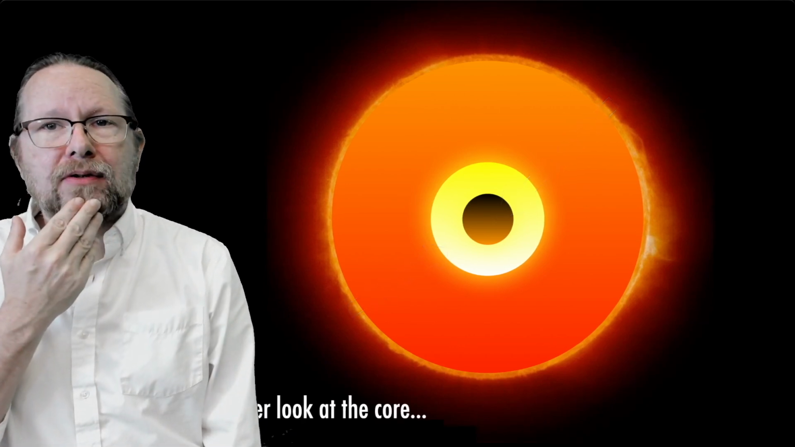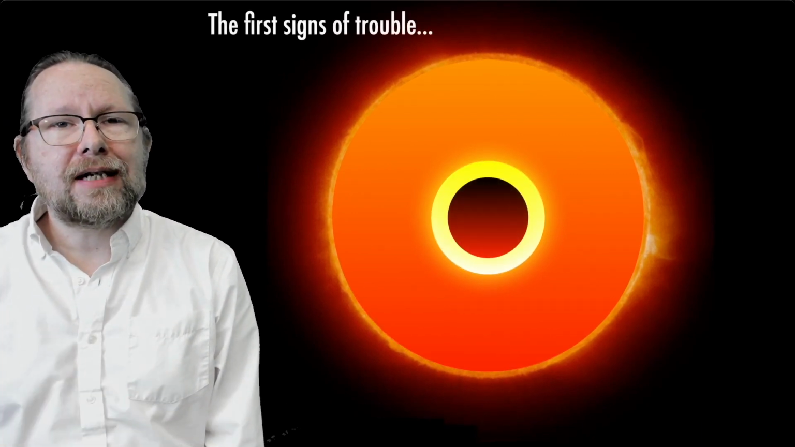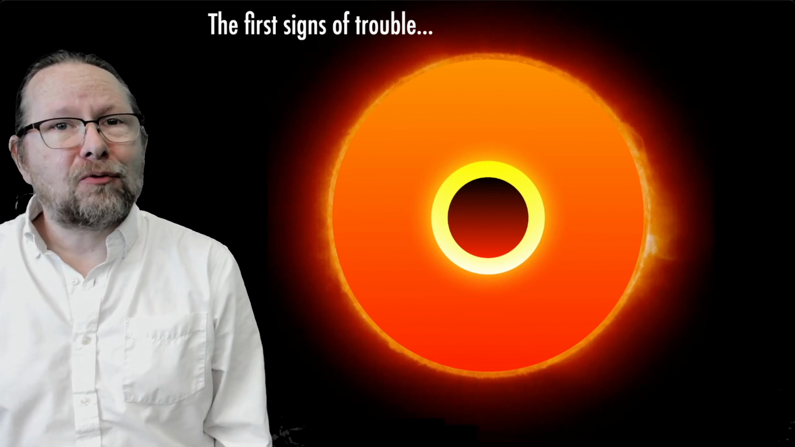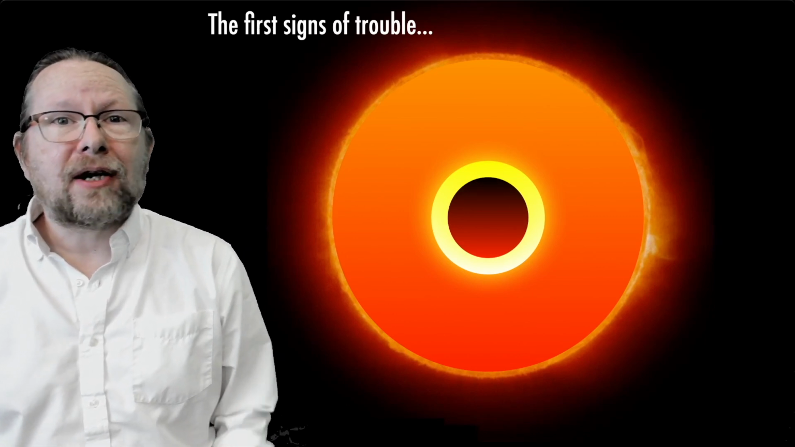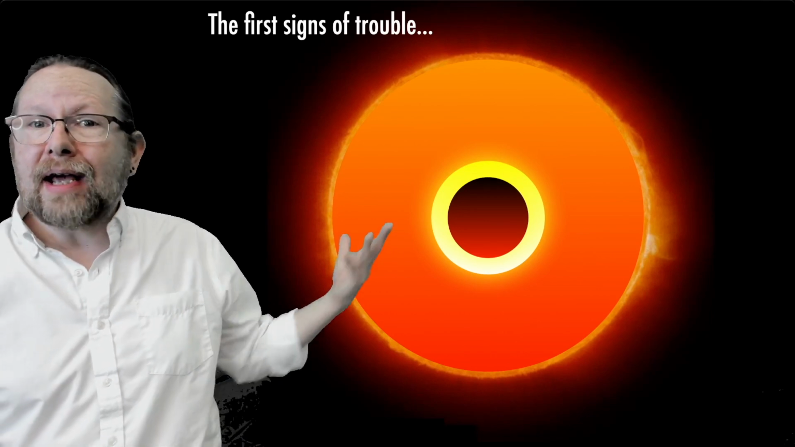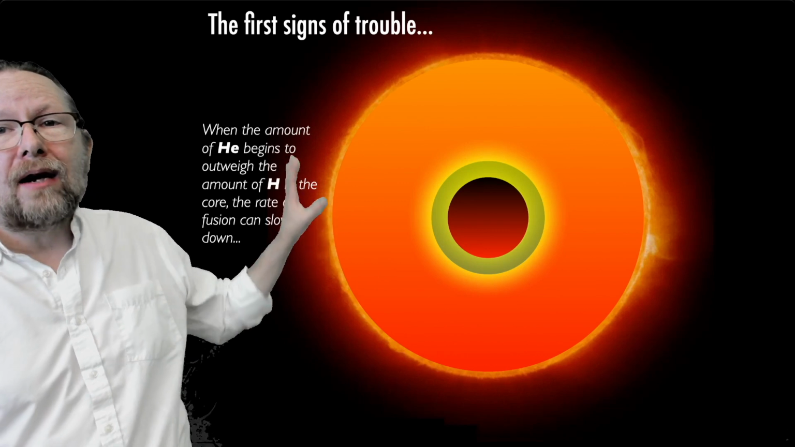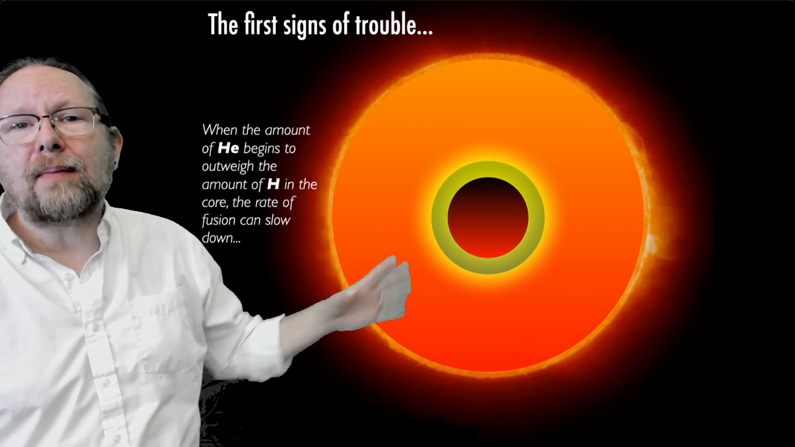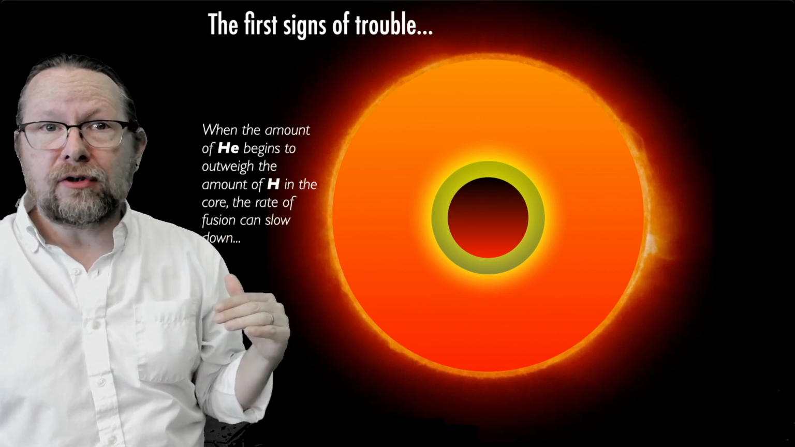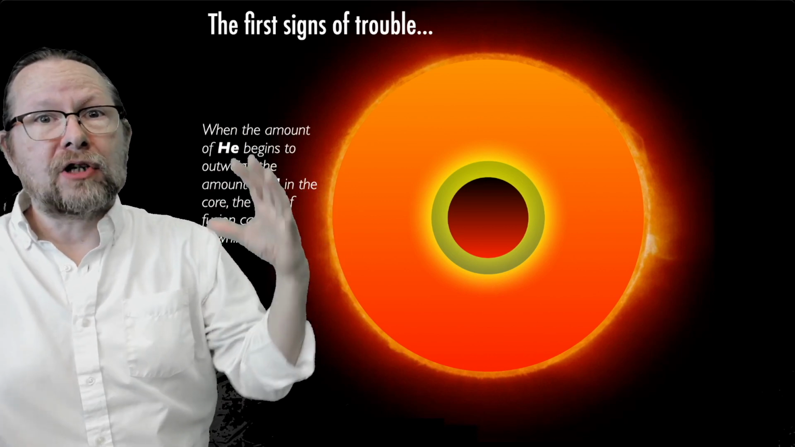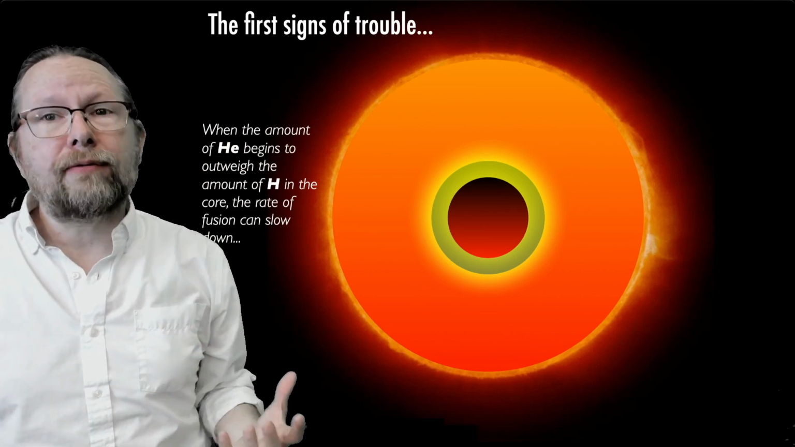When that happens, the rate of fusion in the core will start to decrease. This will be noticeable from the outside eventually because it will change the amount of energy that the core of the sun is producing. So when the amount of helium begins to outweigh the amount of hydrogen in the core, this will slow down the rate of nuclear fusion. This will cause the core to cool down. What effect will that have?